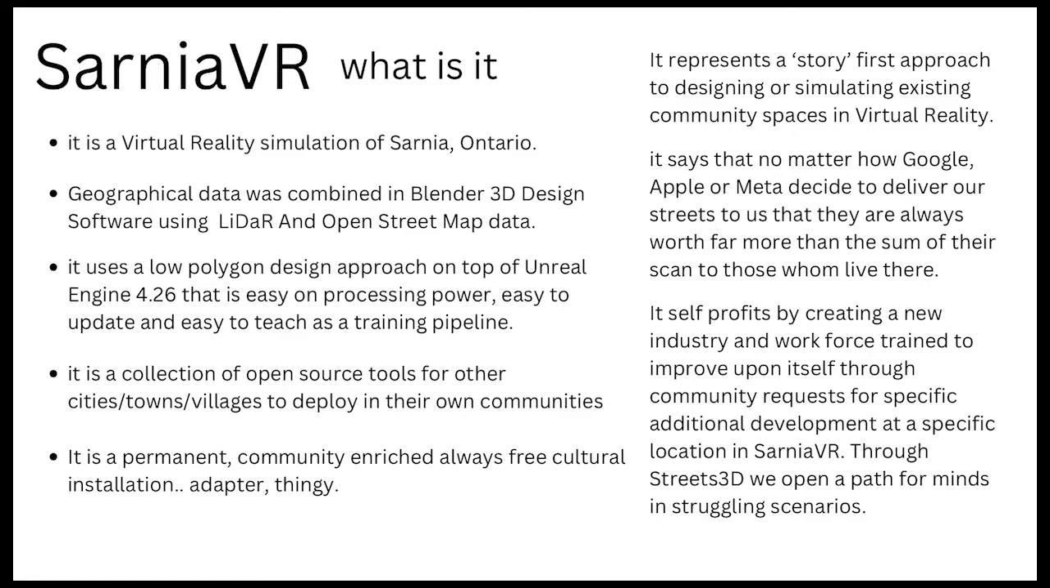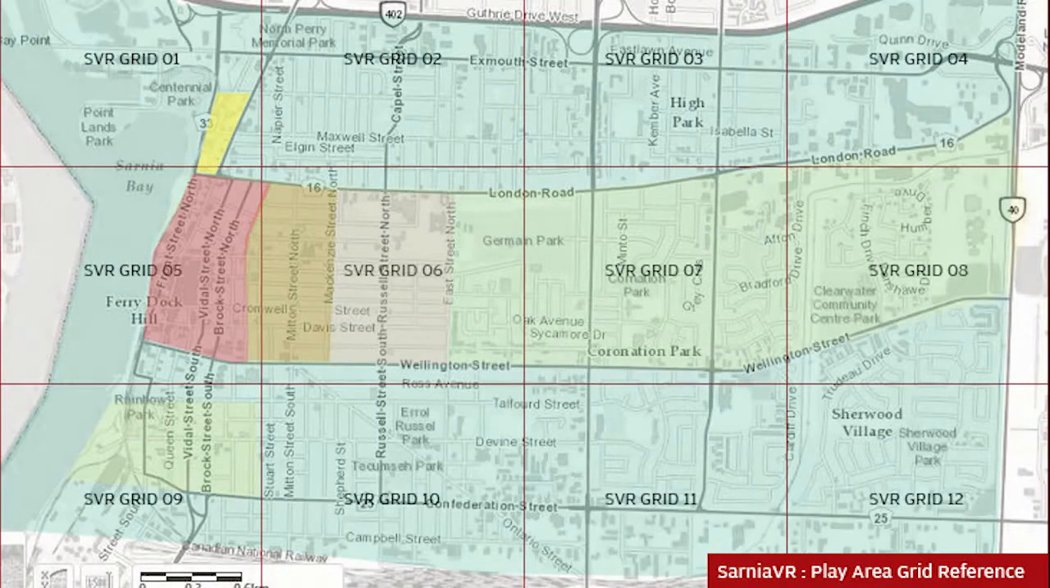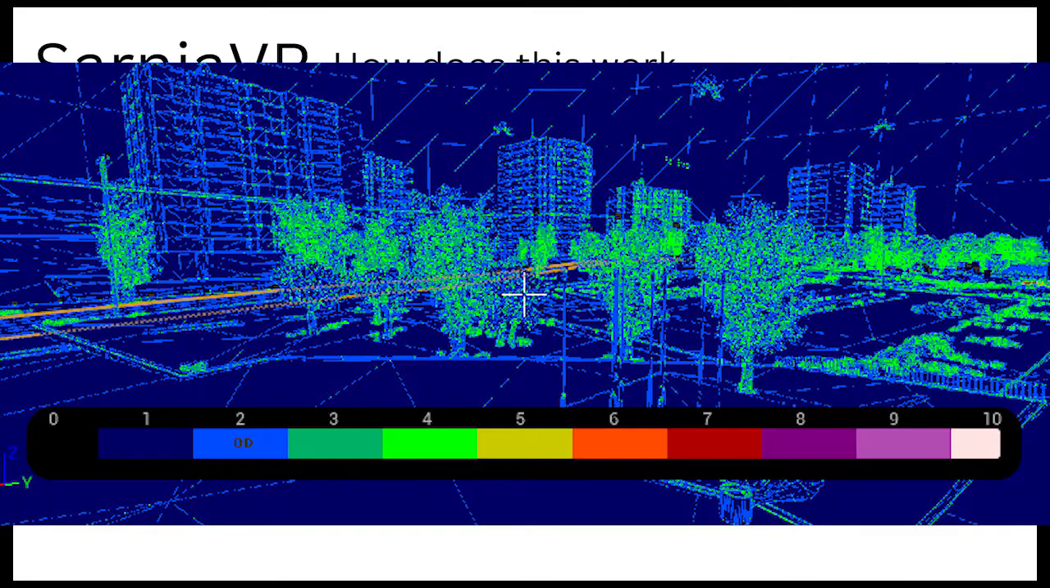So how does this work? Well, I think I already covered most of that, so we'll skip some of this, right? I've taken the whole map, OSM, I've broken it up into a grid, thinking about how to deploy this from a level streaming system so that we can keep good and high frame rates, while keeping a complicated environment that's full of rich objects and interactions.